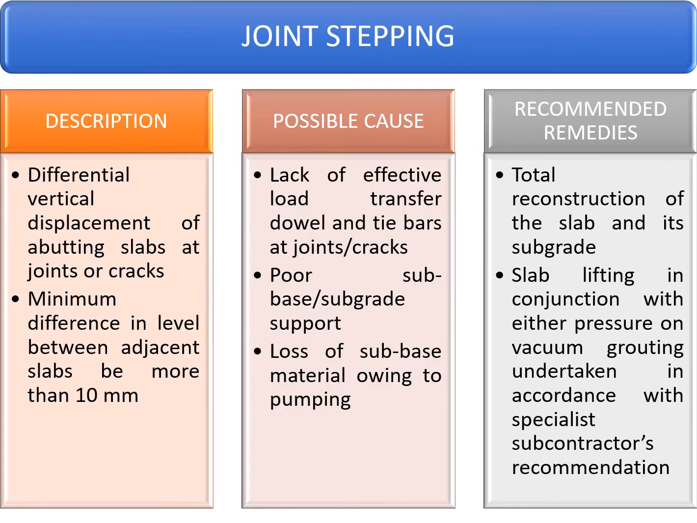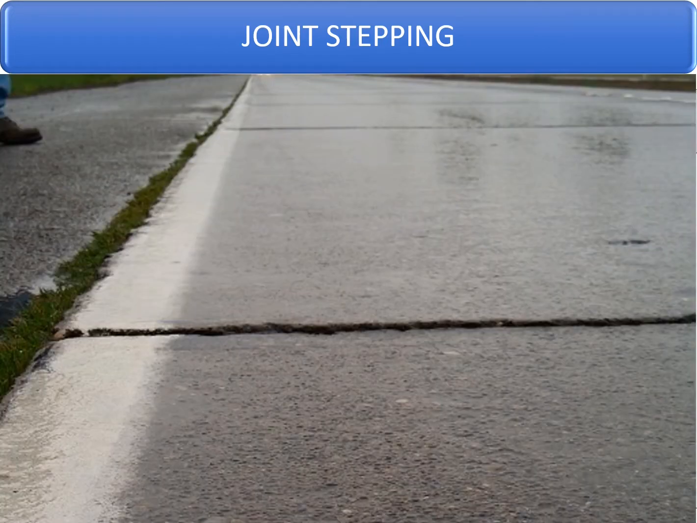Joint stepping. Joint stepping is the differential vertical displacement of abutting slabs at joints or cracks. If the difference in level between the two adjacent slabs is more than 10 millimeters, then we need to rectify it as a defect. If it is less than 10 millimeters, then possibly you will not have much difficulty in riding, and no particular remedies are recommended.